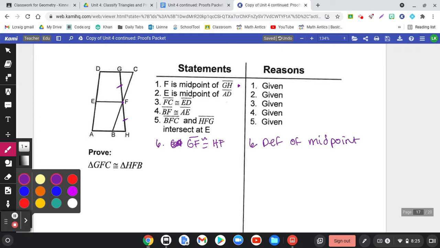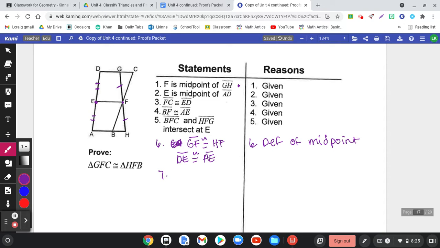Now the next one talks about midpoint too, so if you want, you can just add this to number 6. E is the midpoint of AD. So DE is the same as AE. And notice I use different markings because it's not the same size as GF. And again, I'm just leaving that on number 6 because they're both definition of midpoint.